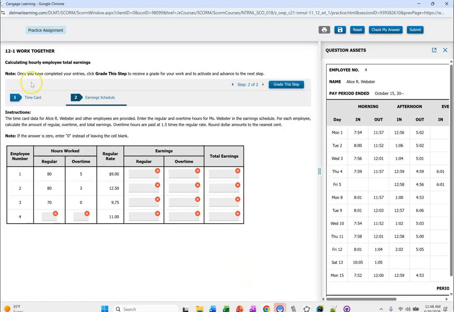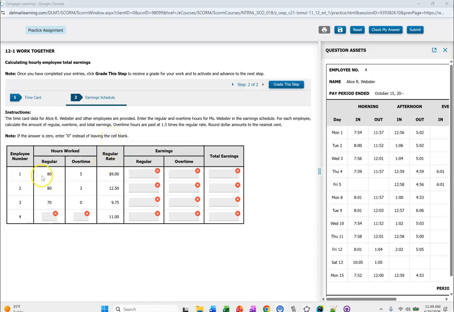Here it says the time card for Alice R. Webster and other employees are provided. Enter the regular and overtime hours for Miss Webster in the earnings schedule. For each employee, calculate the amount of regular, overtime, and total earnings. Overtime hours pay at 1.5 the regular rate. Round dollar amounts to the nearest cent. If the answer is 0, enter 0 instead of leaving the cell blank.